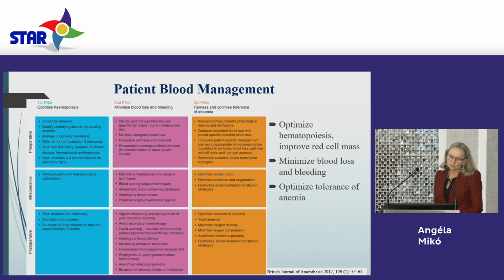Patient blood management is built on three fundamental pillars: optimizing hematopoiesis, improving blood cell mass, minimizing blood loss and bleeding, and optimizing tolerance of anemia.